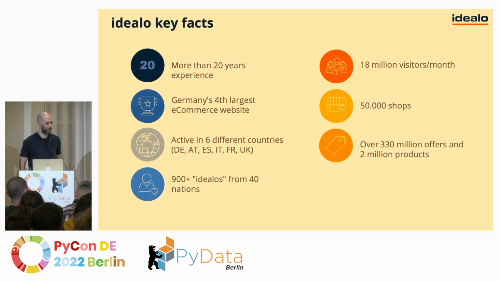Maybe just a few facts around Idio briefly. We've been around for over 20 years, and are active in 6 different countries. There are over 900 people by now working for Idio. Quite interestingly, Idio has contracts with over 50,000 shops, so we get offer data from over 50,000 merchants. This leads to over 330 million product offers that we have available. And currently our product catalog has around 2 million products. This is important for the talk, that's why I mention these numbers. That's it about Idio.